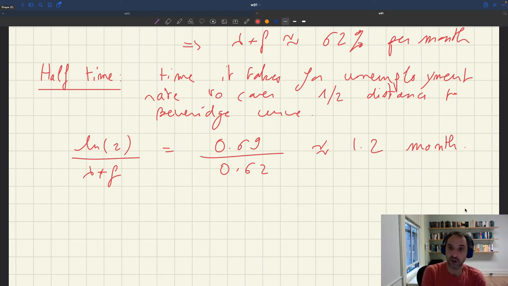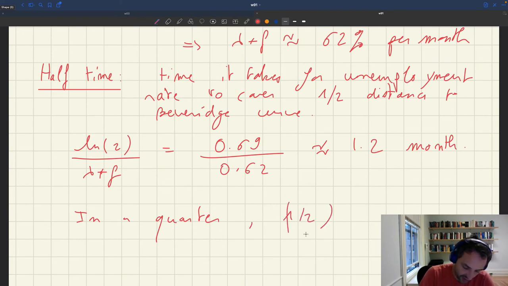And so in a quarter, a quarter is 3 months. So in a quarter, if we take that the half-life is about 1.2 months, about 1 month, you will have 1/2 to the power of 3 because a quarter is 3 months.